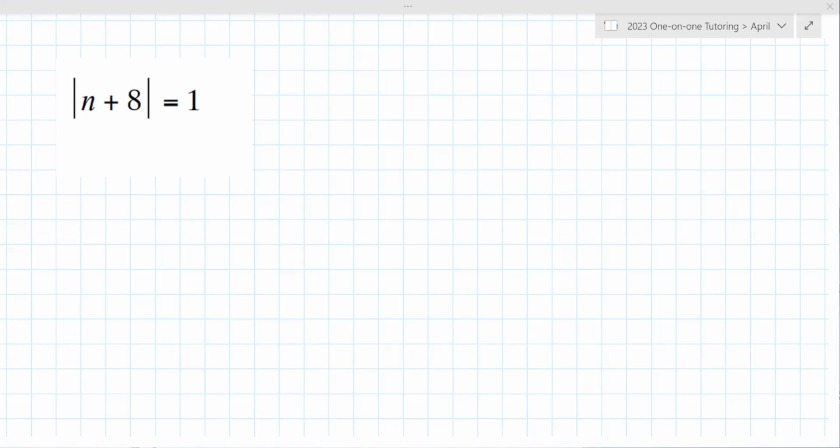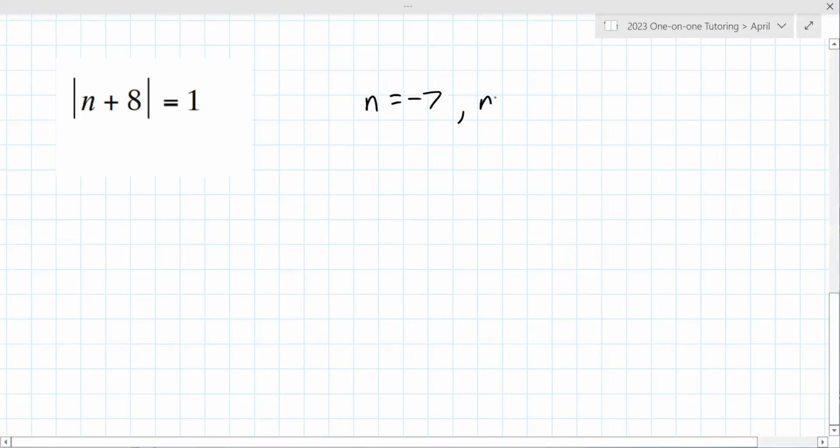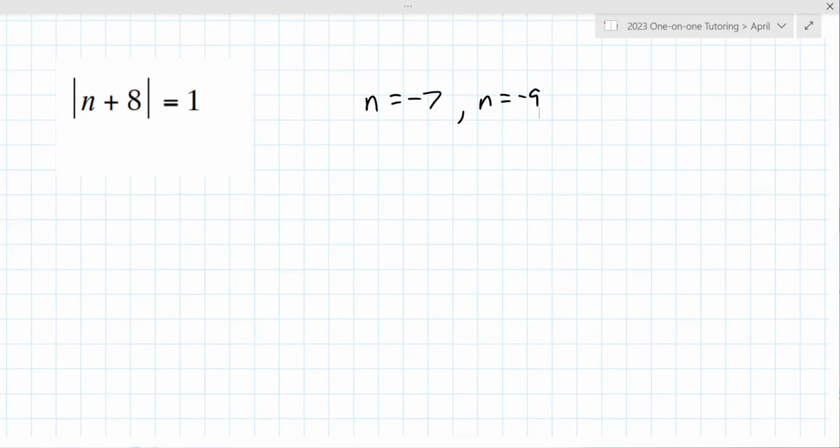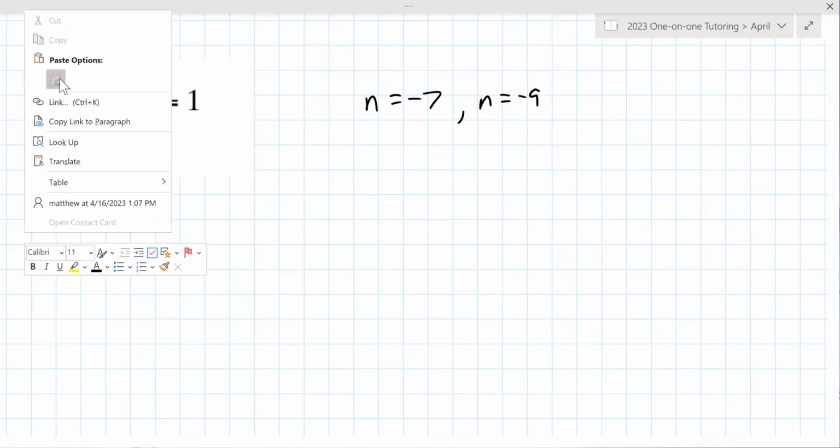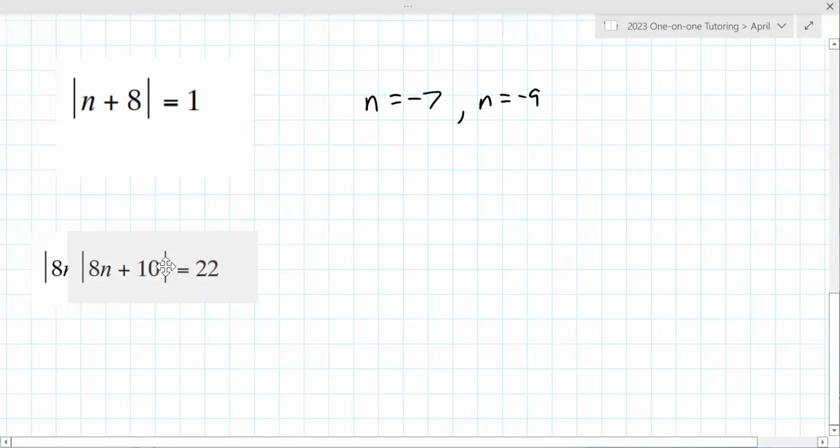N equals -7, N equals -9. Yes, those are correct. Very good. All right, let me give you one that's a little bit more difficult to think about and work out. I do believe you've seen this before, but it's just practice. Just try a couple more of these.